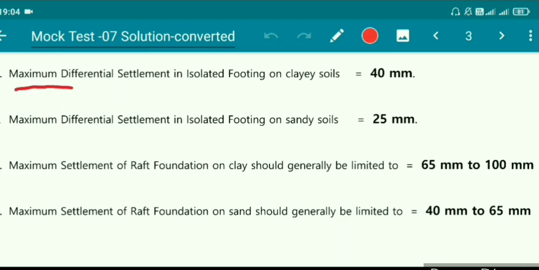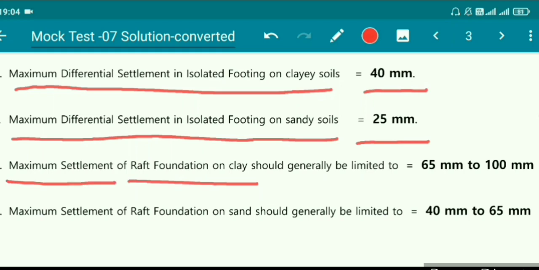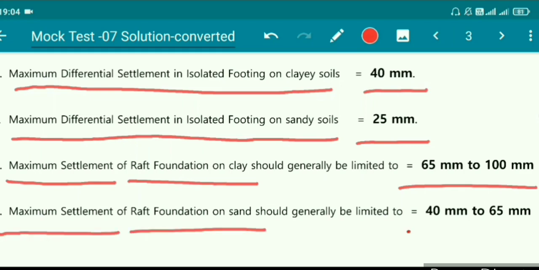Maximum differential settlement in isolated footing on clay soil is 40 mm, as we already saw in our previous question. For isolated footing on sandy soil, the value is 25 mm. In case of raft foundation on clay, the maximum settlement will be in between 65 mm to 100 mm. And for raft foundation on sand, the maximum settlement will be in between 40 mm to 65 mm.